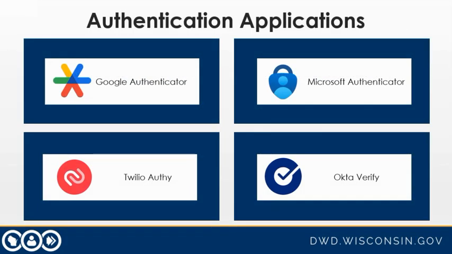DWD recommends using an Authenticator app for two-factor authentication. Authenticator apps provide several advantages over other methods because they are more secure, faster, more reliable, self-contained, and multi-purpose. Authenticator apps are available for download on your device from your device's app store. Popular authenticator apps are Google Authenticator, Microsoft Authenticator, Twilio Authy, and Okta Verify.